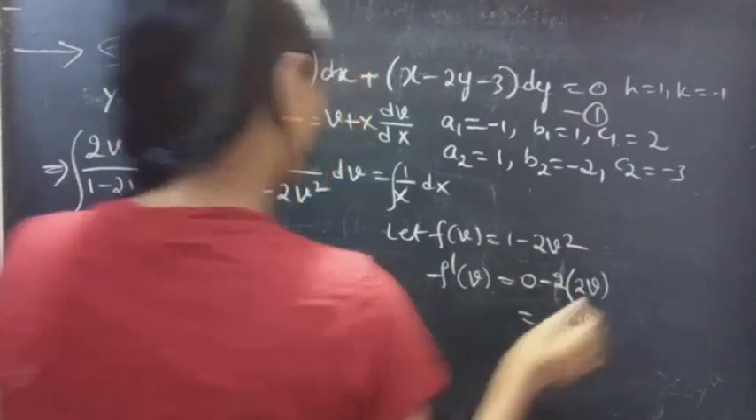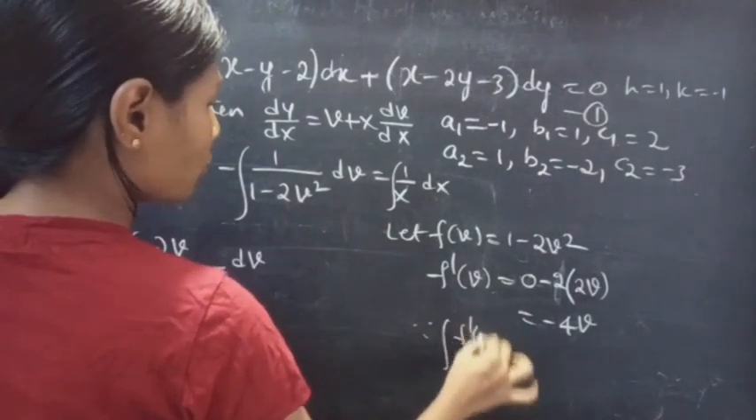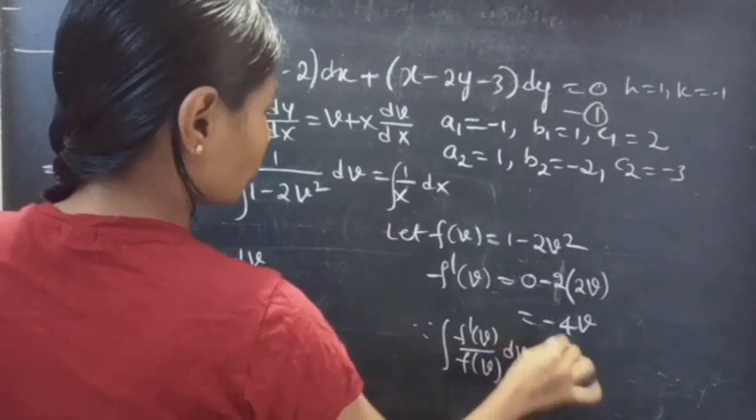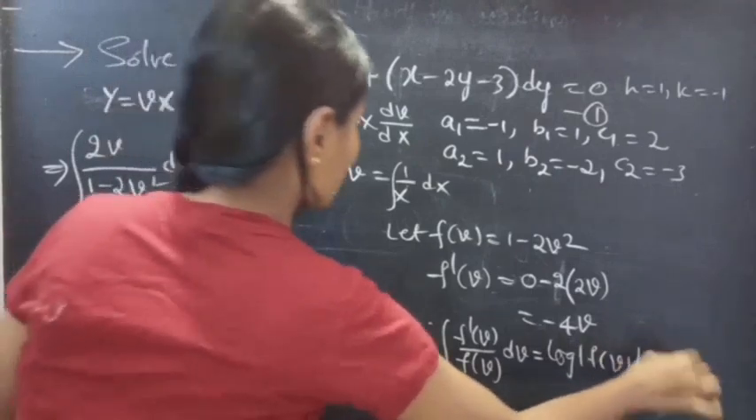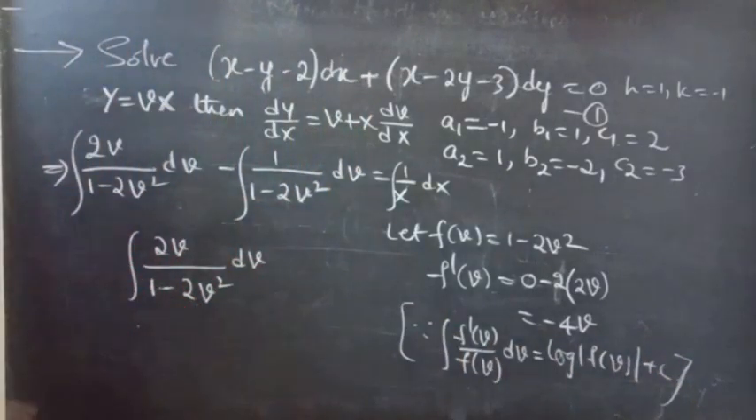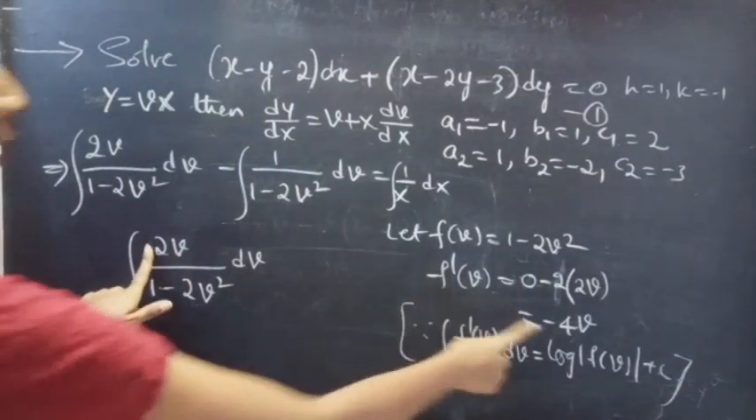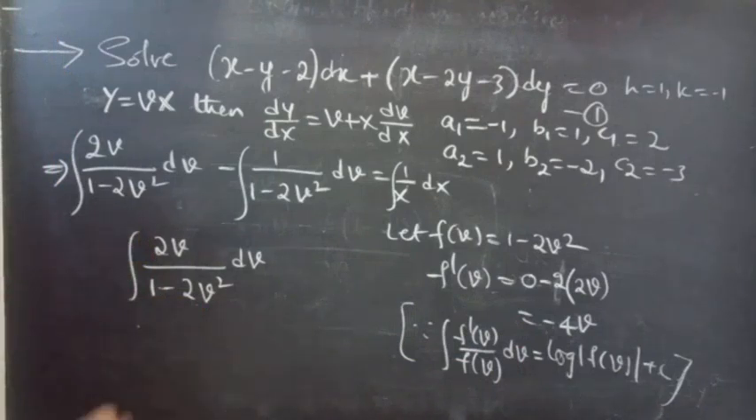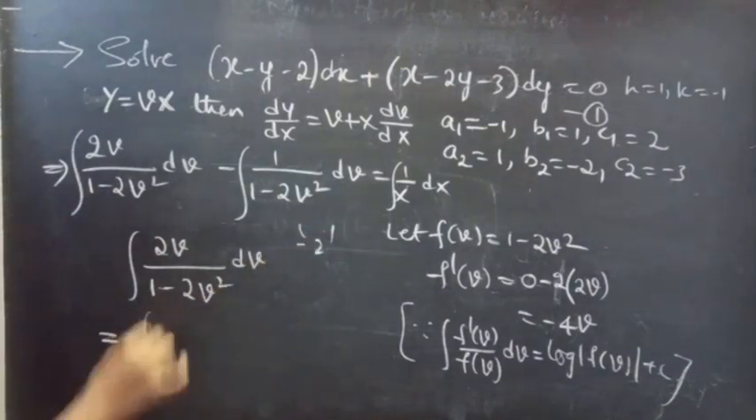Since we know that integral f dash of v by f of v into dv equals log mod f of v plus integral constant c. In order to apply this formula here, we need f dash of v in the numerator. For that, we need minus 2 here, right? So, what we'll do is, we'll simply multiply and divide with minus 2, okay?